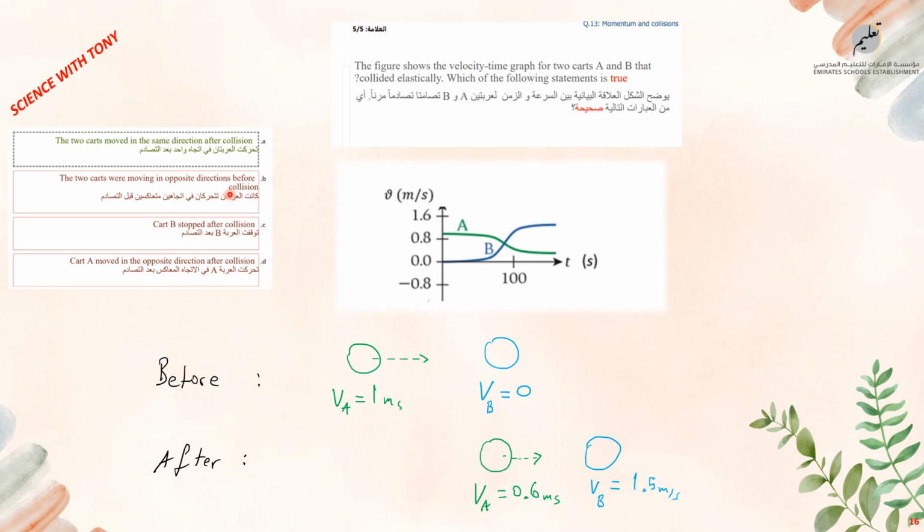The two cars were moving in opposite direction. No, both of them are moving in the positive direction. Car B stopped after being collided. No, because none of them reach a velocity of 0 after the collision. What about the last one? Cart A moves in the opposite direction after collision. No, cart A is losing some velocity, but it's not moving in the opposite direction. So option A is the correct one.